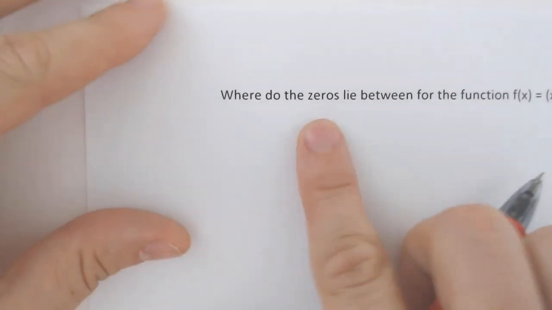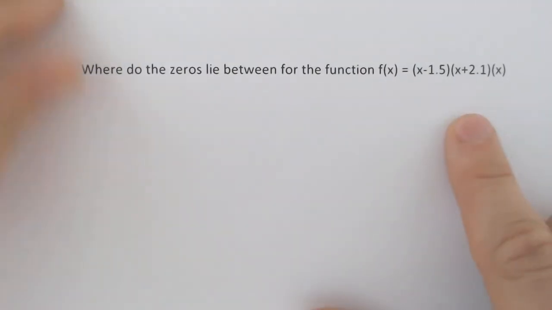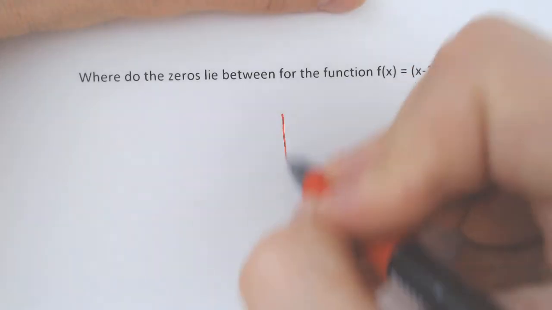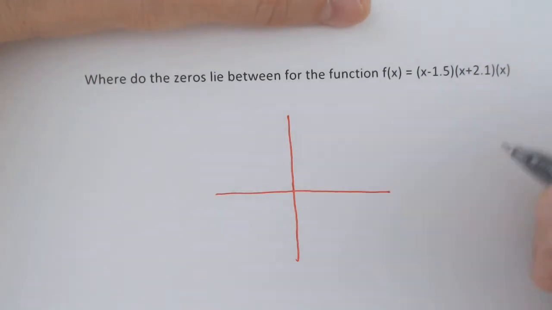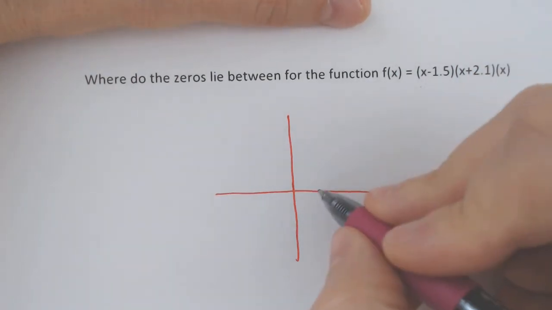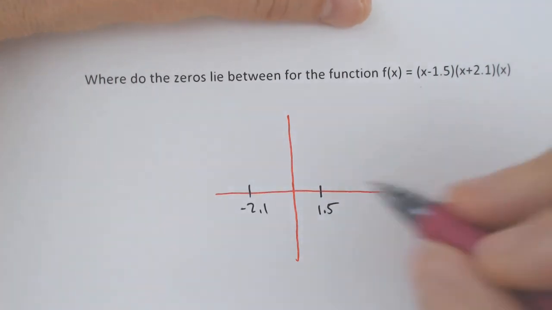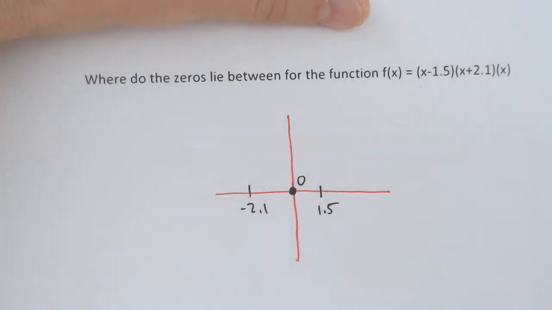Next one. This one right here. Where do the zeros lie between for the function? So where do the zeros lie between for this function? You have the choice of graphing it in your graphing calculator, but you also have the choice of using your noggin, your brain, and knowing that if it's x minus 1.5, you could change the sign to get 1.5. You could change the sign to get negative 2.1. And then if it's just x, that's 0. Okay, so that's the weird one.